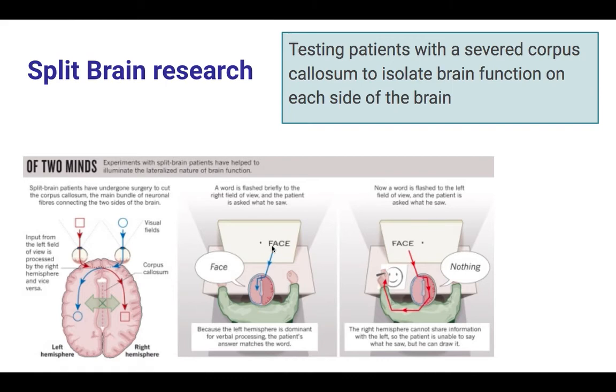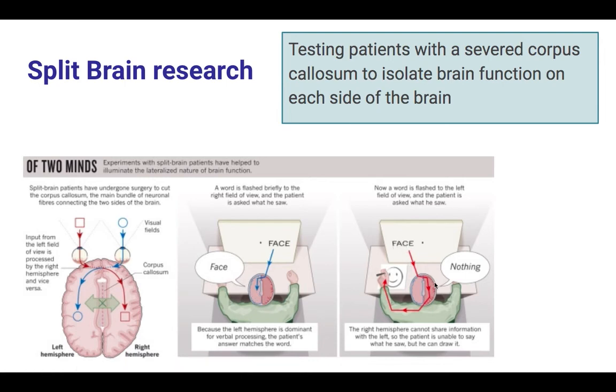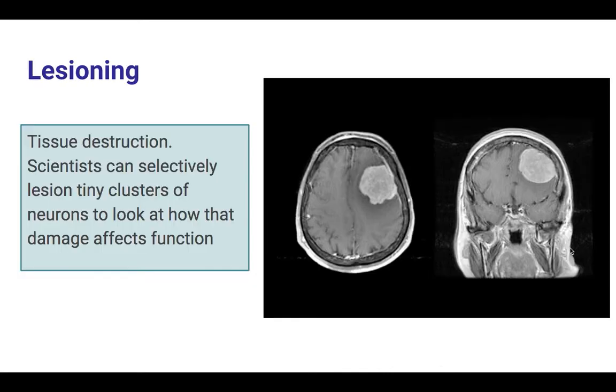So here, if the person sees a face on their right side, it's going to go to their left brain. And the left brain is dominant for verbal processing, so they can say the word. If they see it on the left side, it goes to the right hemisphere, which is not responsible for verbal processing, but the person can draw it and then look at it and say it. So, a little bit crazy.